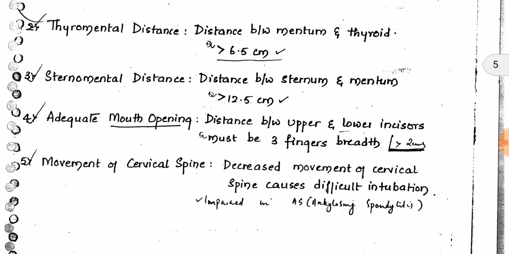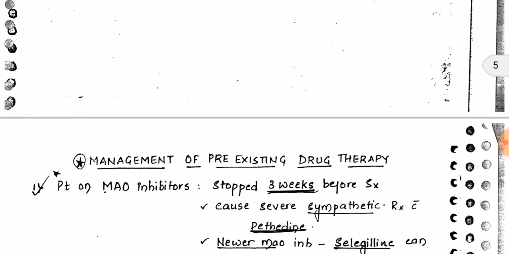Now there's another important thing called adequate mouth opening. I mean, the distance between the upper incisor and the lower incisor should be at least 3 fingers breadth, right? Only then we'll say the airway is patent. Okay. Movement of cervical spine. If the movement of the cervical spine is restricted, say in case of ankylosing spondylitis, in those cases, we can say that the airway is not patent. Okay, we can say that.